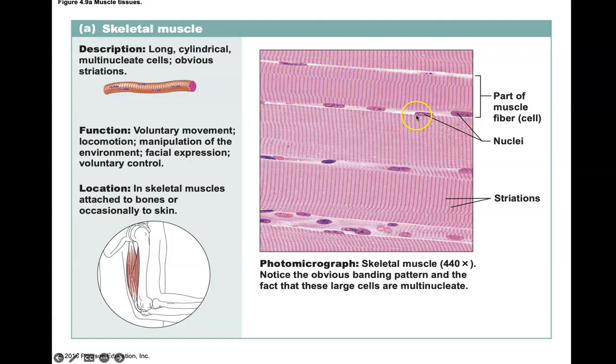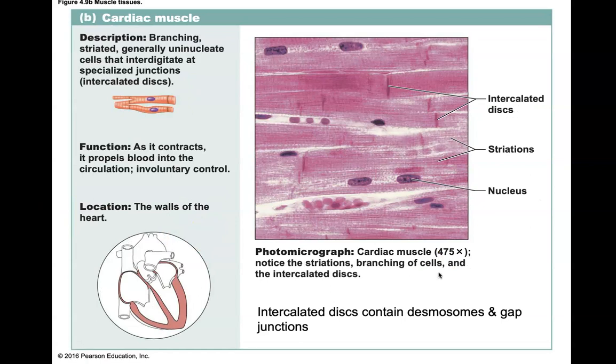And then it has many nuclei. So we call that multinucleate, many nuclei. And then obviously it has lots of striations, okay? So again, primarily for voluntary movement, locomotion, facial expressions, and that kind of thing. And it's under voluntary control. Okay, so this is the one muscle type that's going to be under voluntary control. And so that's all we're going to say about skeletal muscle, because we'll talk a lot more about skeletal muscle coming up. Second type of muscle tissue is cardiac muscle.